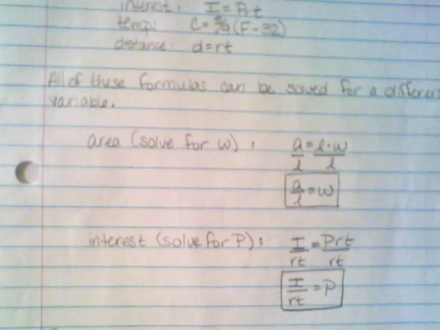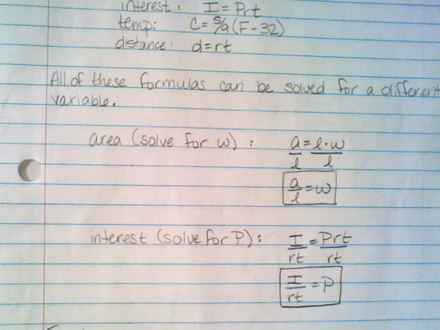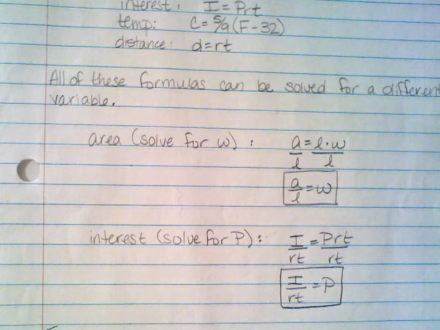The next one is our interest formula. Interest equals principal times rate times time. And if I wanted to solve that for the principal, then I would take both sides of the equation and divide it by the rate and time. I can do that all in one step because it's all multiplication on the right side. So I'm going to take the r and the t together and divide both sides by r and t. So interest divided by rate times time is my principal.